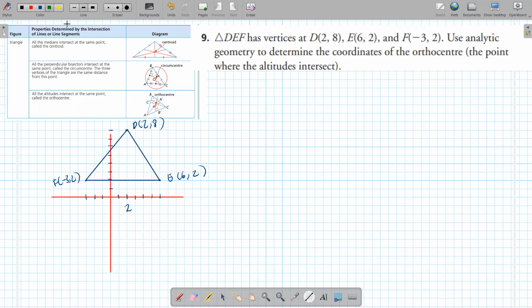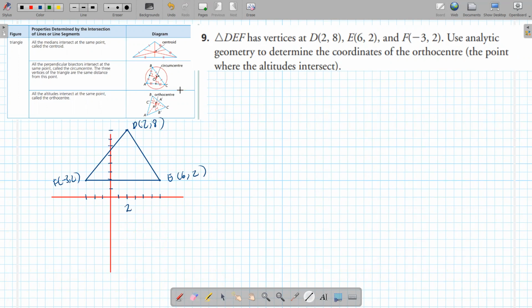It doesn't really look like anything right now. Definitely not a 90 degree. This is not a right angle triangle, yeah? It could be isosceles though, we'll see. It says find the point of the orthocentre.